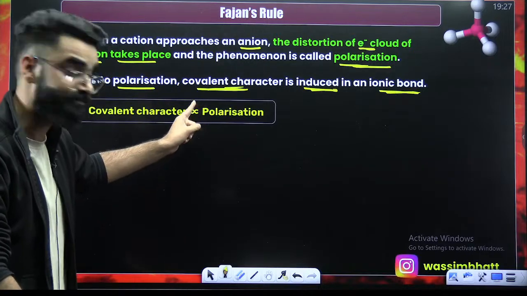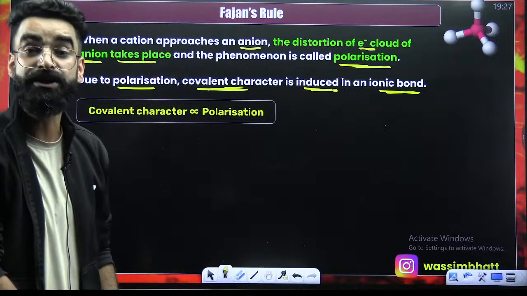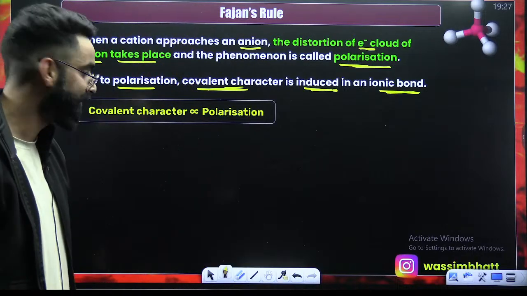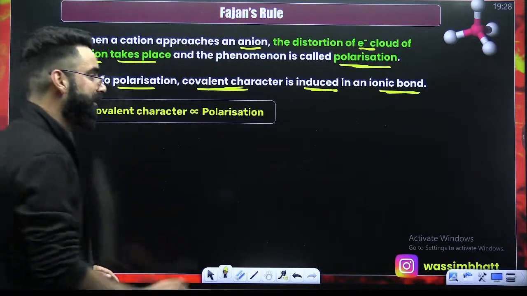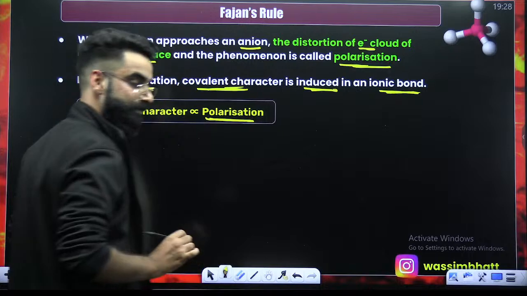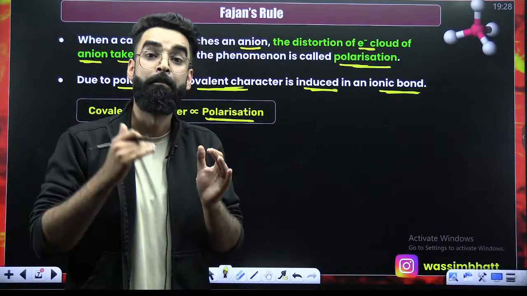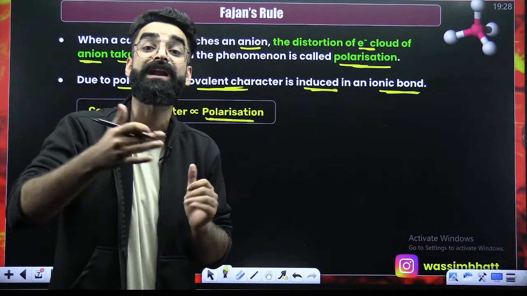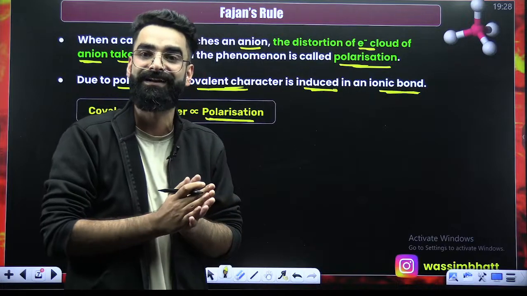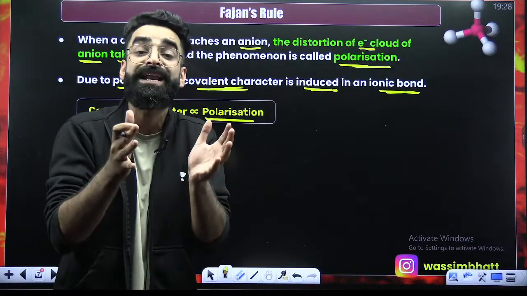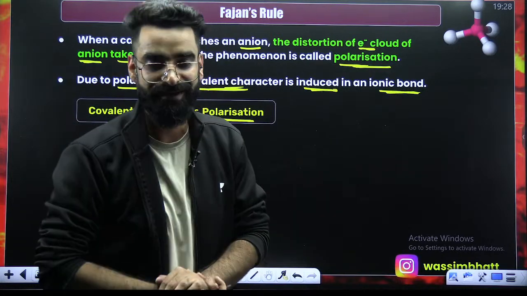That is what this particular statement was all about. Due to polarization, covalent character is induced in an ionic bond. And my dear students, covalent character in an ionic bond is directly proportional to polarization. More the polarization, more the distortion of electron cloud of the anion. That means more electron density will shift towards the cation. That means more will be the sharing of electron density between cation and anion. That means more will be the covalent character.